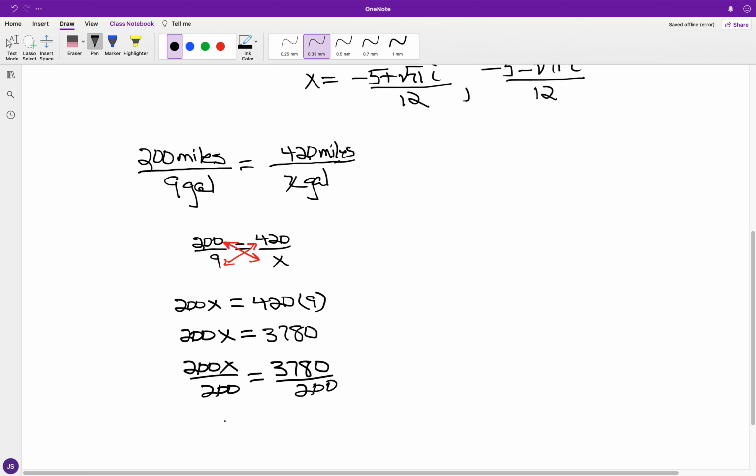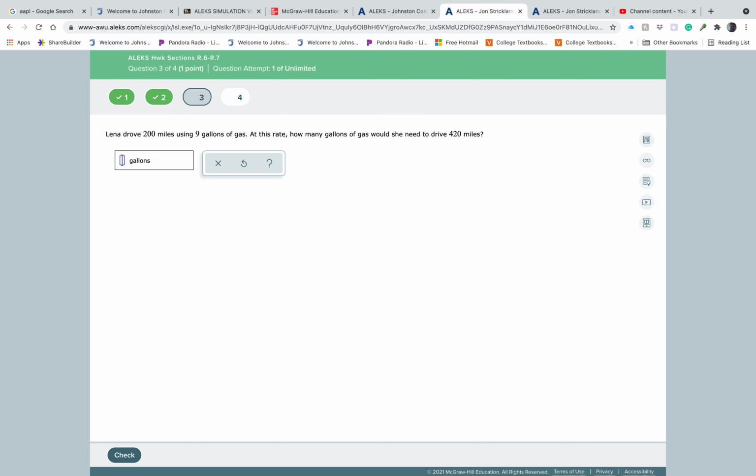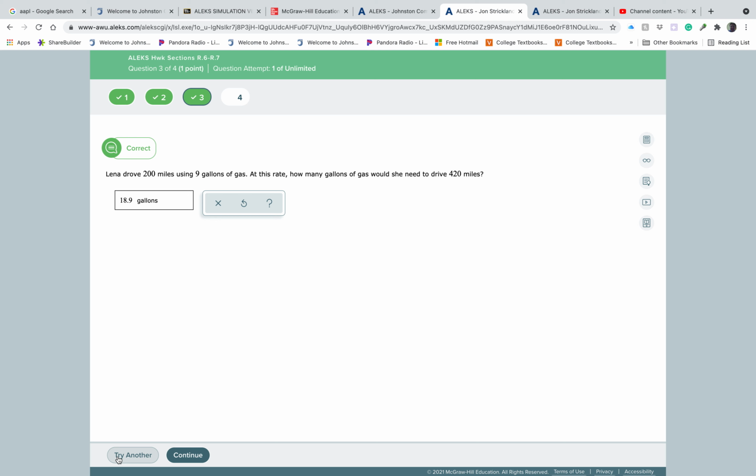Okay, so I have 200x over 200 is x, and 3780 divided by 200 is 18.9, and so she will need 18.9 gallons. And checking the results, that is correct.